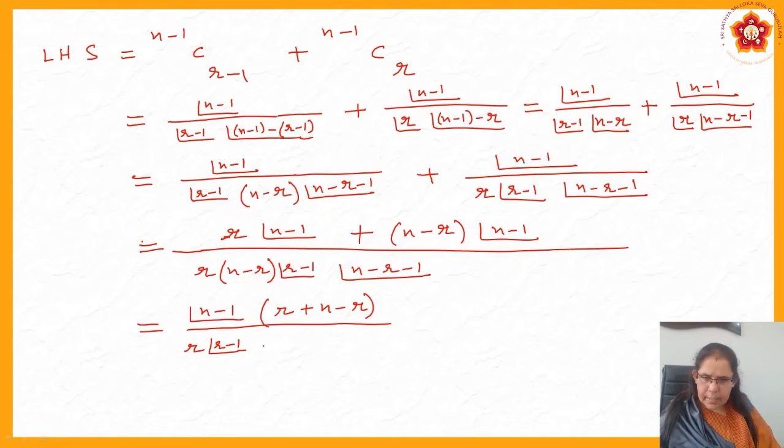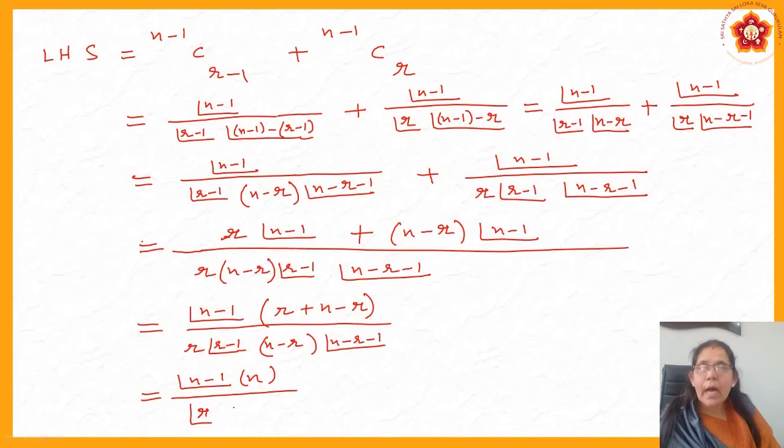In the denominator, let us write r and factorial r minus 1 together. Same way, n minus r and factorial n minus r minus 1 together. So factorial n minus 1 will come here. r gets cancelled. We are just left with n.